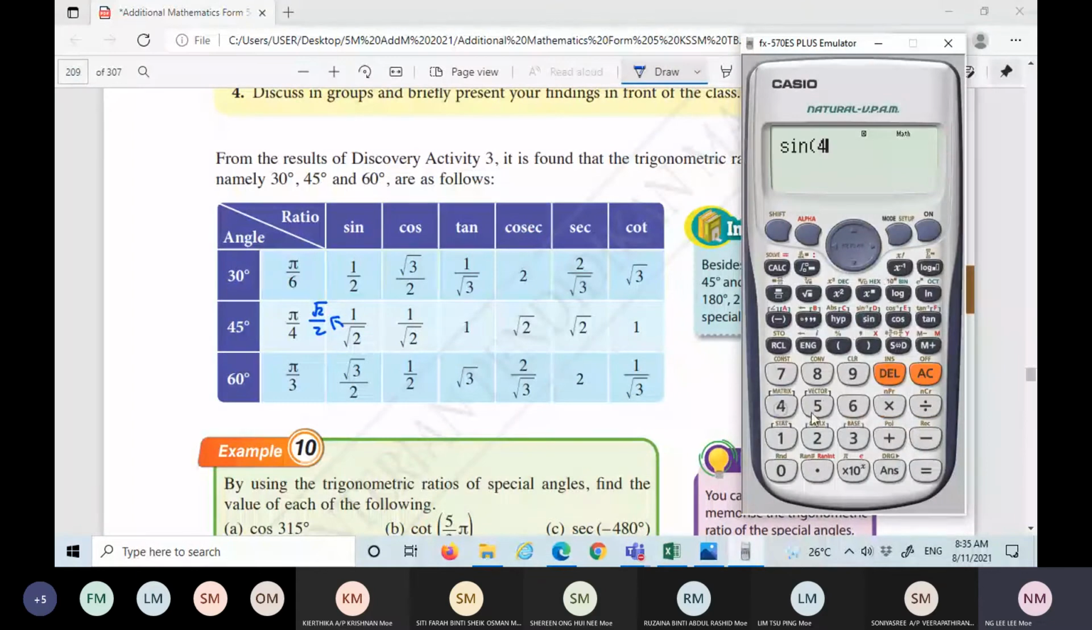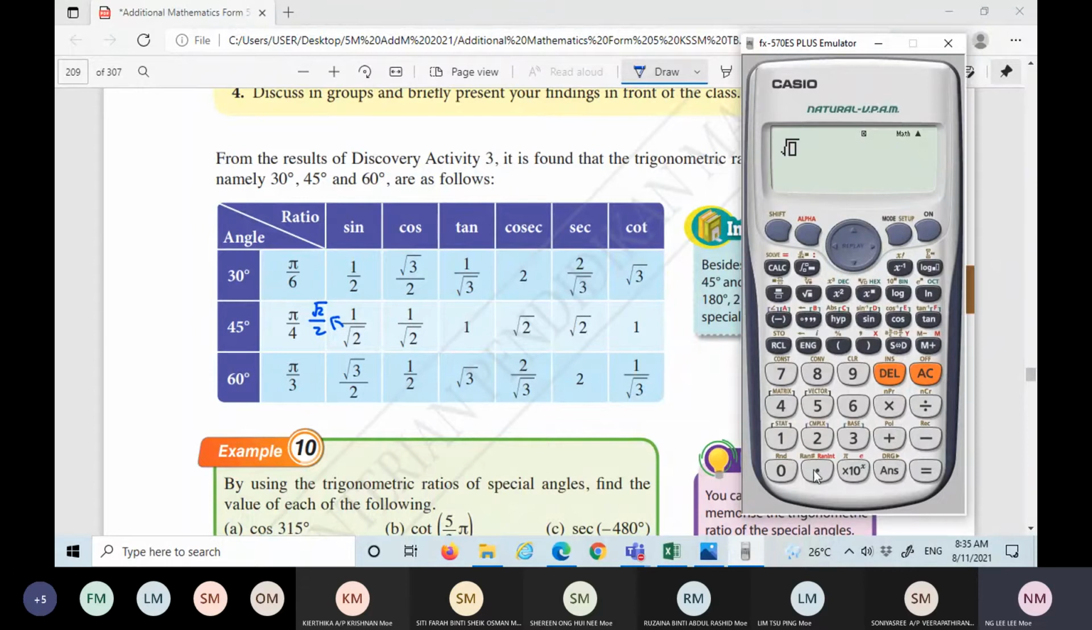Okay, sine 45, I give you one example. Square root 2 over 2. If you are using the silver color calculator, this is a special angle. So good. But mostly you are using the black color one. The black color calculator will show you 0.7071. When you see 0.7071, you automatically know it's square root 2 over 2.